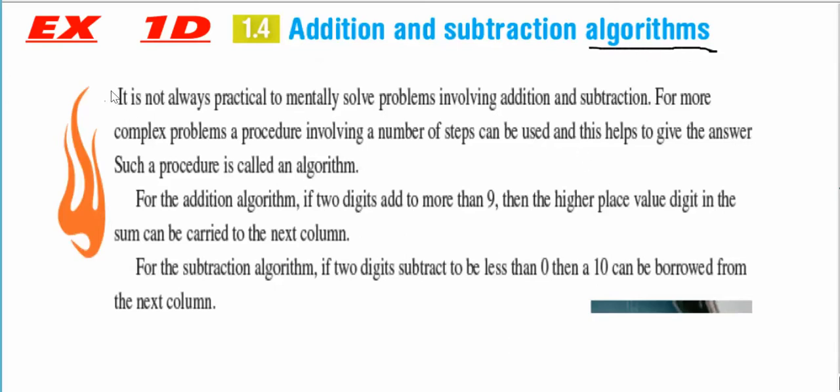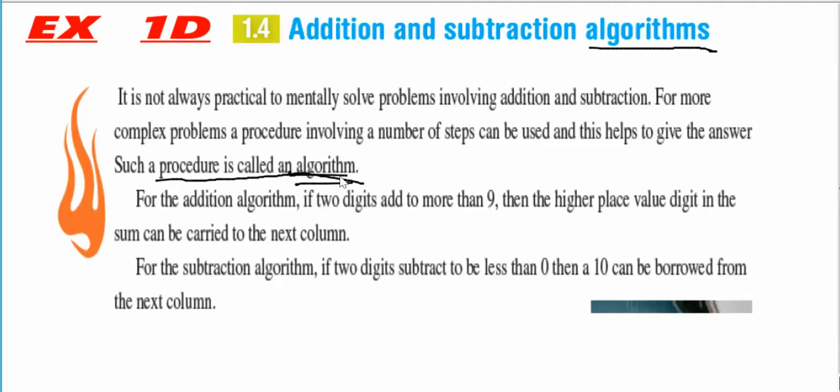Okay, now basically, let's read through some of this info. It's not always practical to mentally solve, and that's what we did in the last exercise, looking at methods of mentally solving addition and subtraction problems. Sometimes the problems are more complex and the numbers are far too large to do that. So for more complex problems, a procedure involving a number of steps can be used, and this helps give the answer. This procedure is called an algorithm.